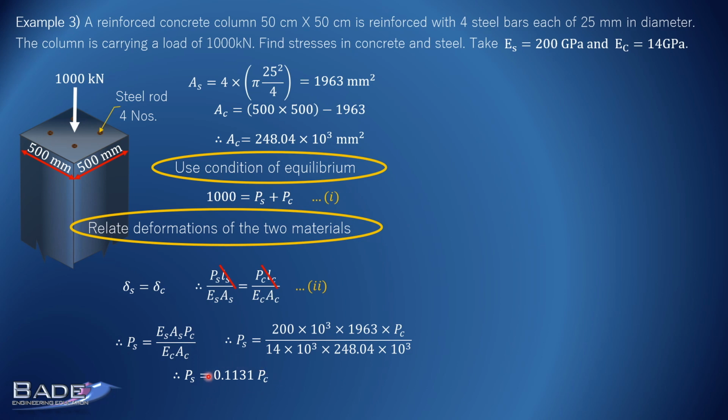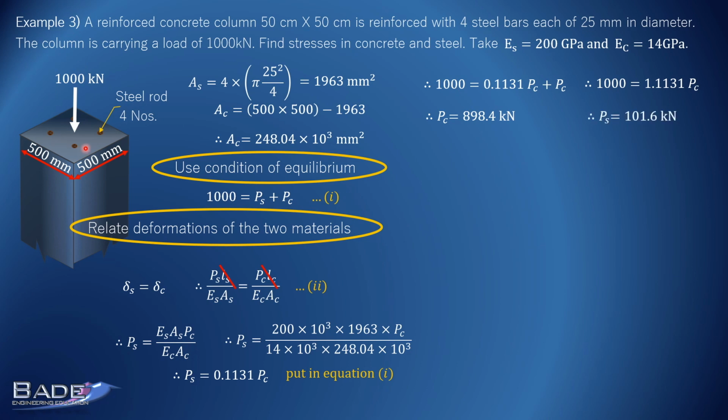Now replace PS by 0.1131 PC in equation 1. So put in equation 1 and you have arrived at PC value. So this is load taken by concrete. Out of 1000 kilonewton, 898.4 kilonewton is carried by concrete and remaining is carried by steel. So load on concrete we have found out, load on steel we have found out. Now stresses in concrete and steel.